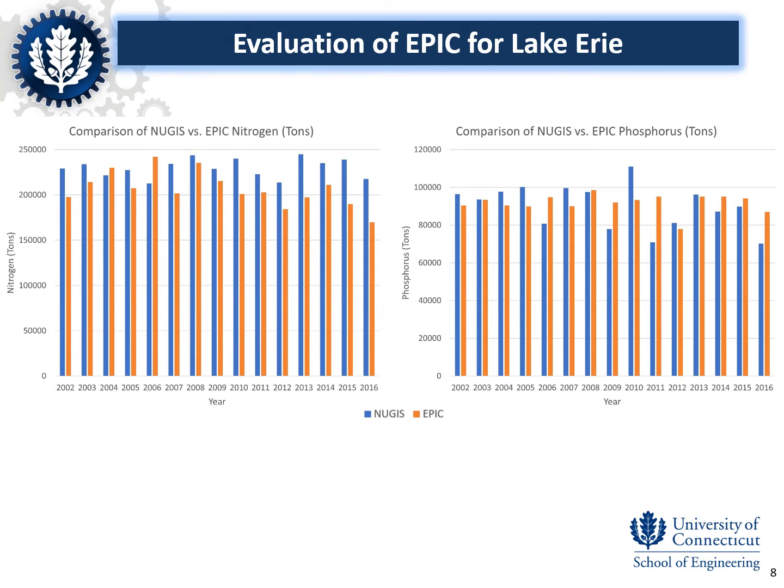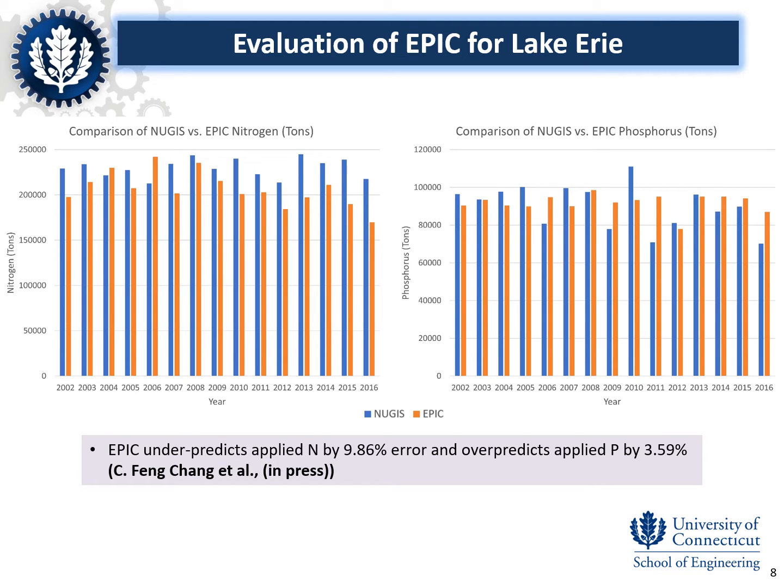In our paper, we also briefly evaluated nitrogen and phosphorus fertilizers from EPIC with survey data from the Nutrient Use Geographic Information System for the entire U.S. Lake Erie watershed, and we determined that EPIC underpredicts applied nitrogen by 9.86% and overpredicts applied phosphorus by 3.59%.